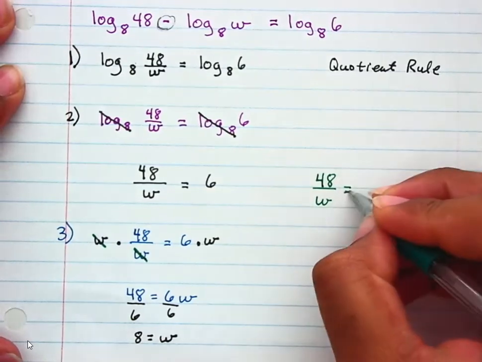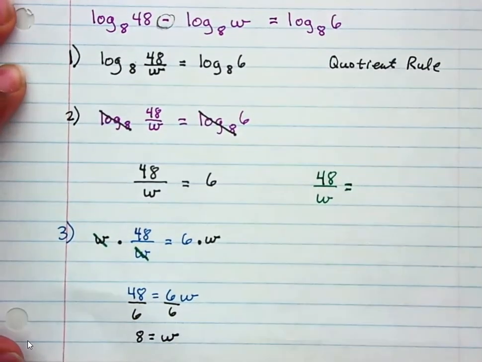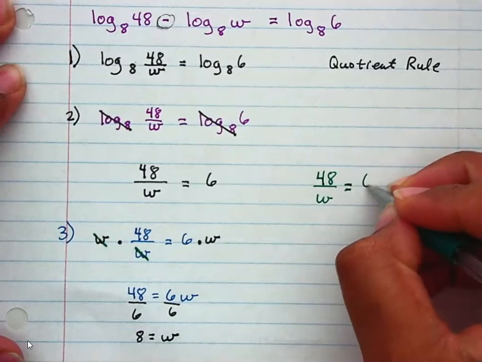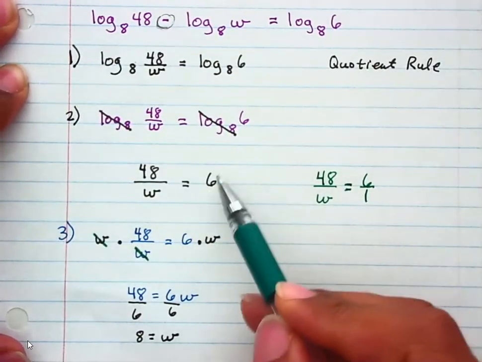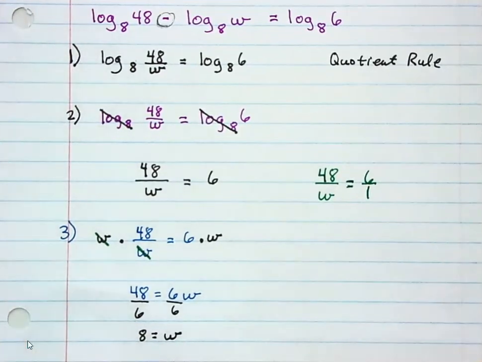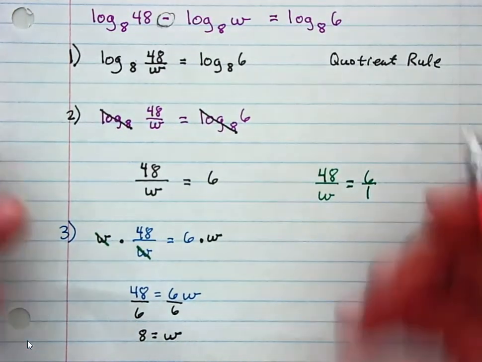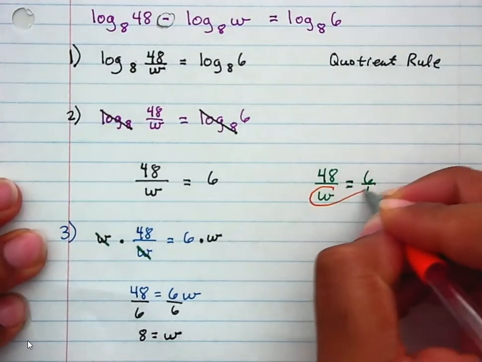So here we can deal with this as if they're ratios. So this is the same thing as saying 6 over 1 because it's a whole number. Anything that's a whole number is that number over 1. So you can cross multiply. If you want to do it this way, you can cross multiply these.